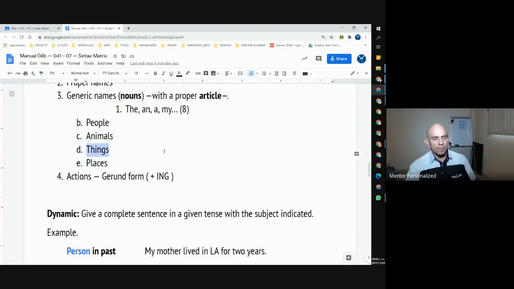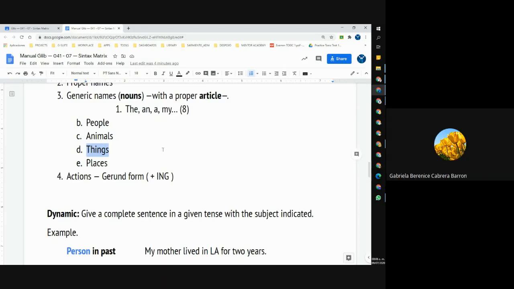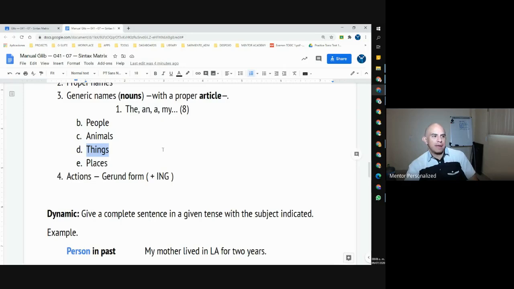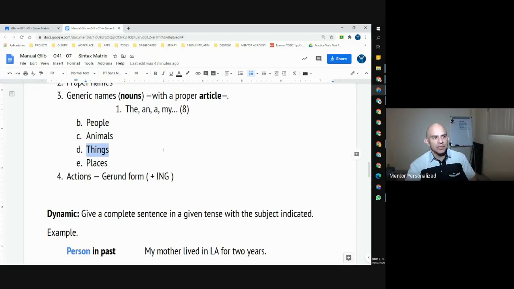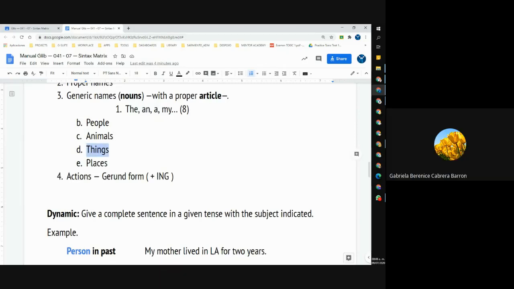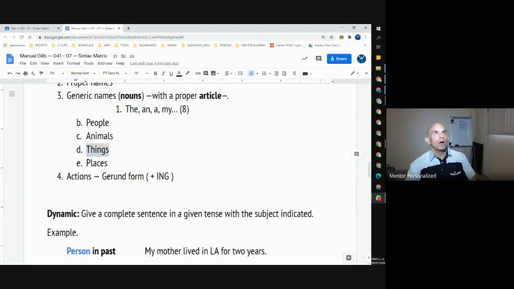Then we have things. Give me an example of a thing. Things. Yeah, but there are thousands, millions of things. How do you say libro? Book. Puerta, door. Carro, car. Computadora, computer. Very good. So these are different things. Okay, very good. And finally we have also places.